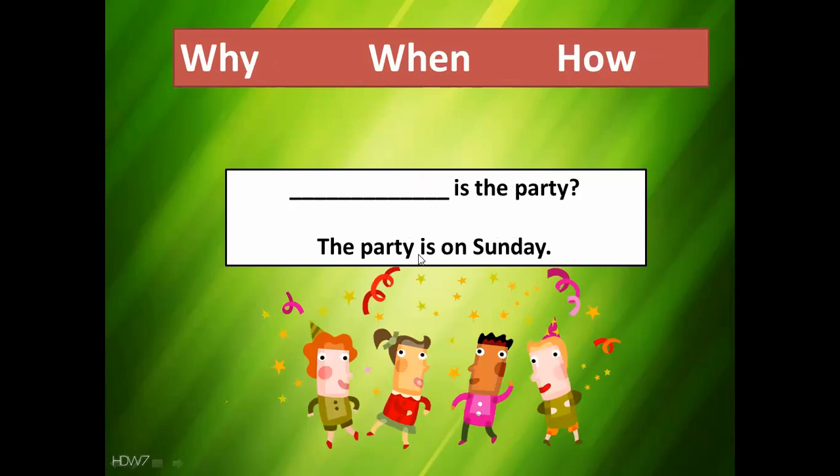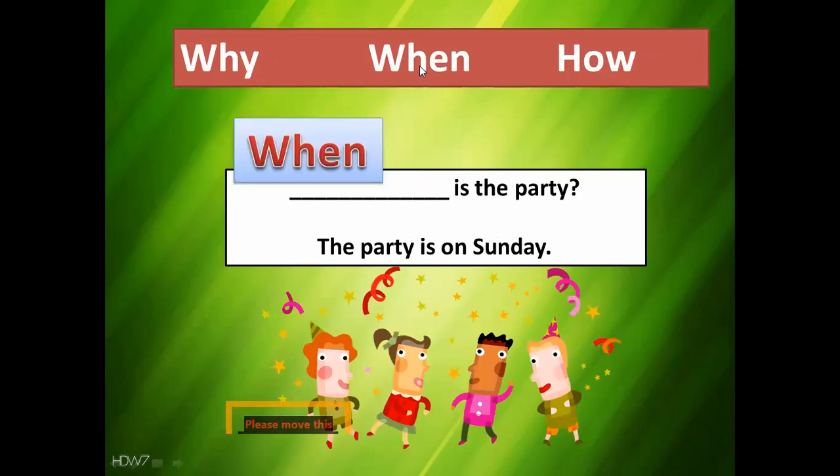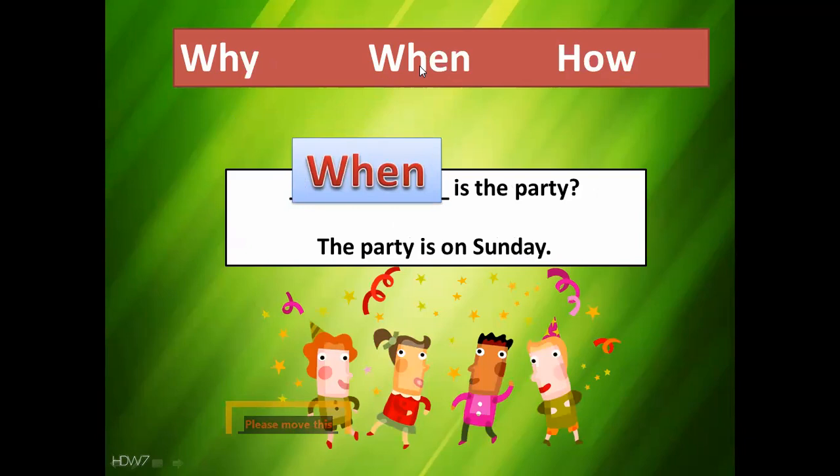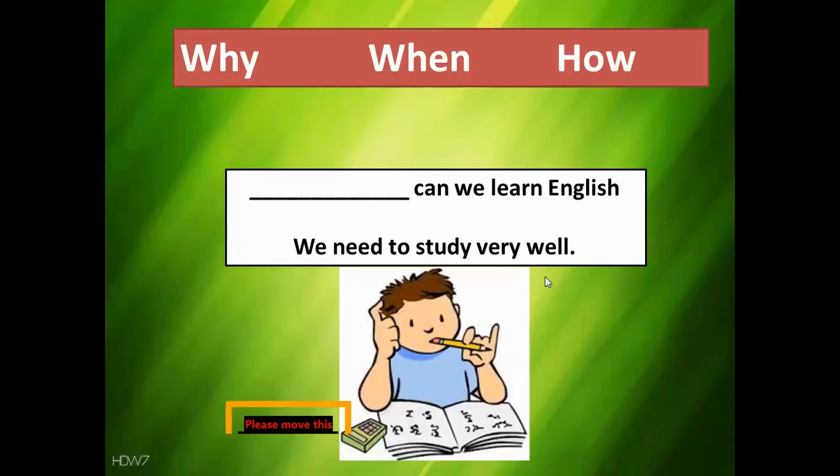Dash is the party. The party is on Sunday. When? We use when to ask about the time and day. So we use when. When is the party? The party is on Sunday. Sunday is the day when there is a party. When we have National Day, Saudi National Day. It's a question. Why, when, how?